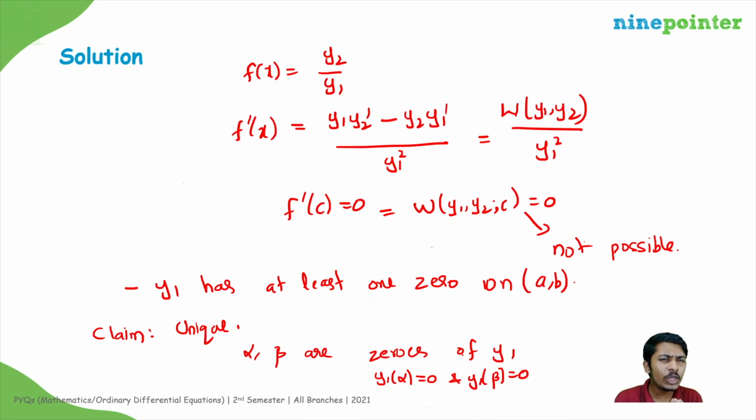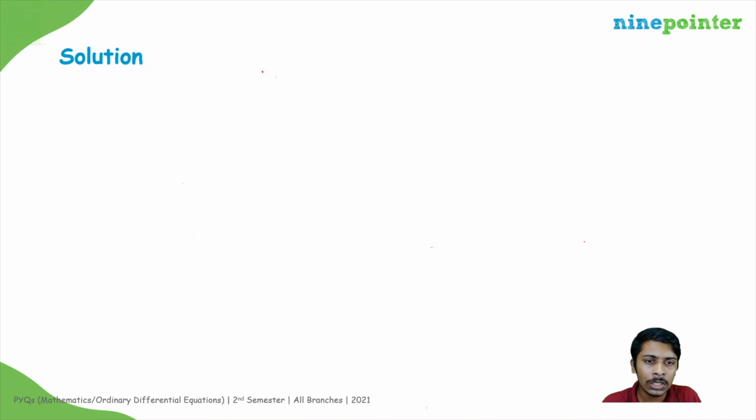Now we will be doing a similar treatment as we did earlier. So we have this y1 being equal to 0. So I will define a new function g, with g being equal to y1 divided by y2.